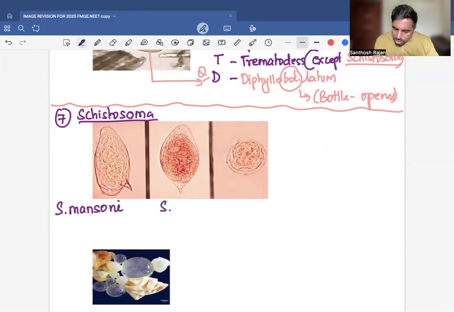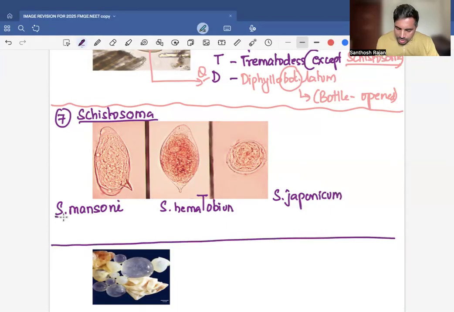Mansoni. This is Schistosoma haematobium. Okay, the last one is Schistosoma japonicum. So how should I remember? Very easy. Mansoni, remember Mansi. See this girl Mansi. She's a pretty, happy girl. She has a dimple on her side, a small mole, or a corn on her side.